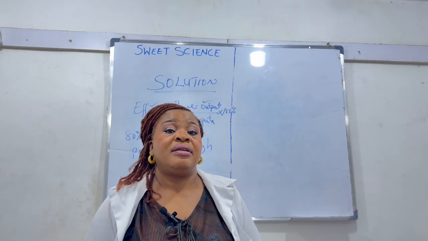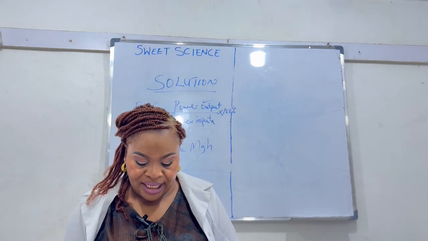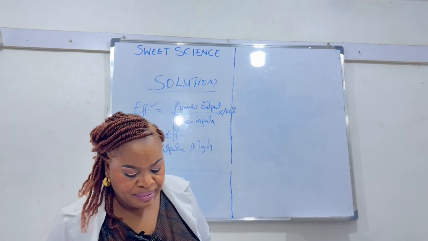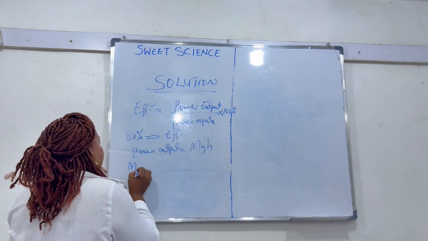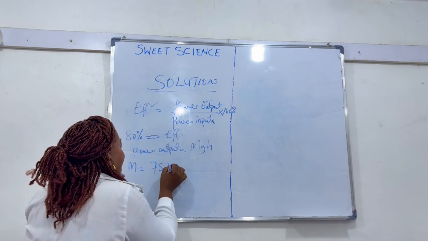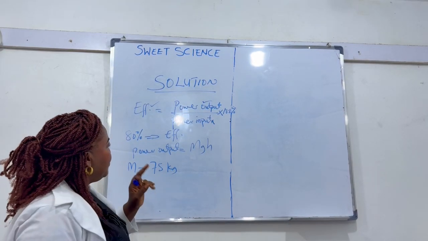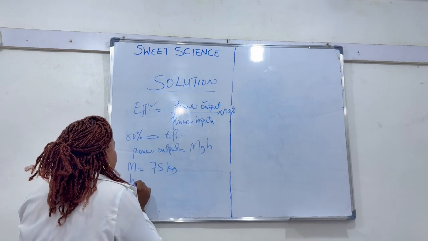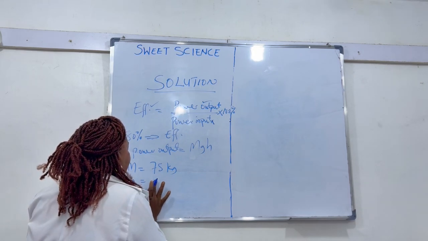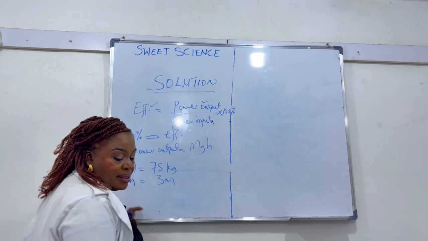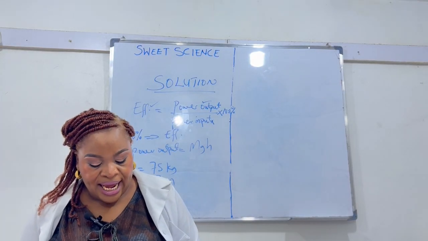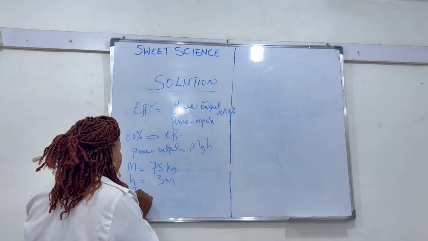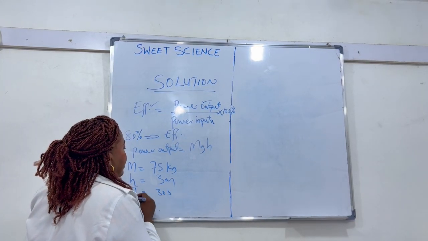We are given the machine has the mass of 75 kilograms. So the mass is 75 kilograms, the mass of the machine, and then the height is 3 meters. That's height of 3 meters. And then the work is done over 30 seconds. So the time is 30 seconds.